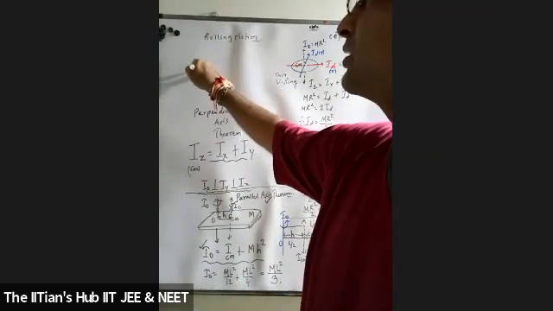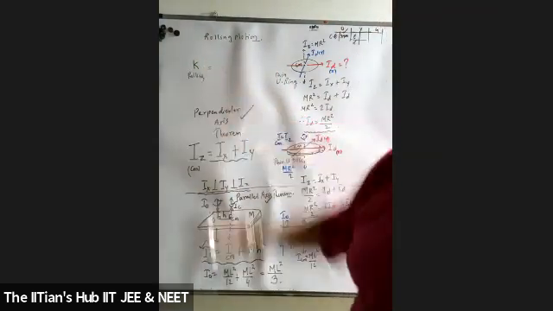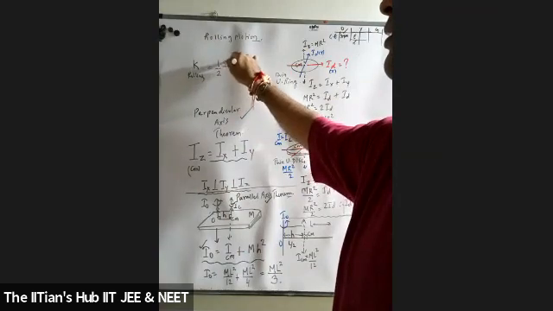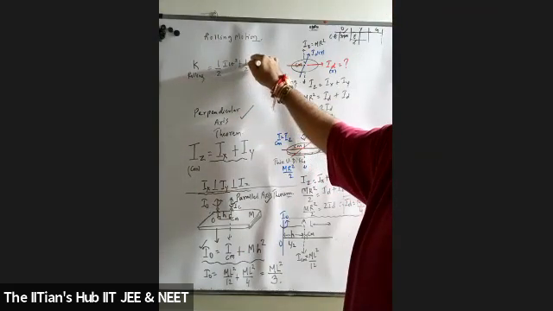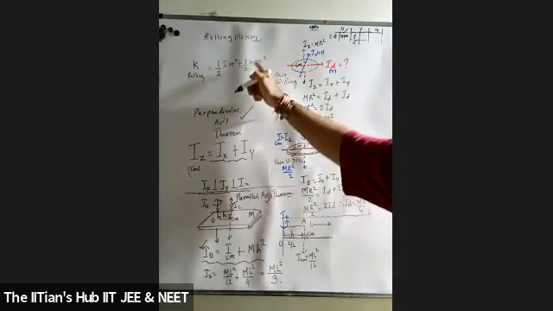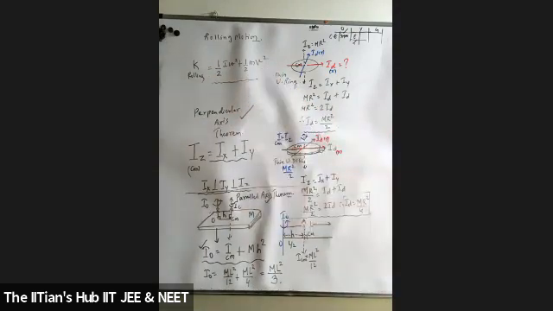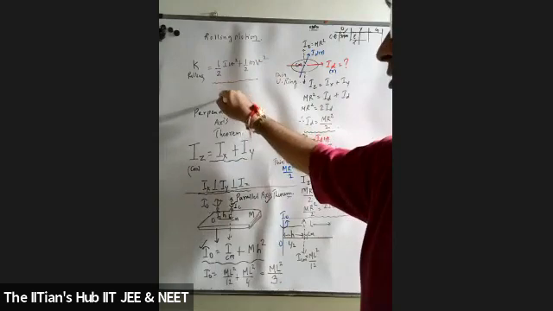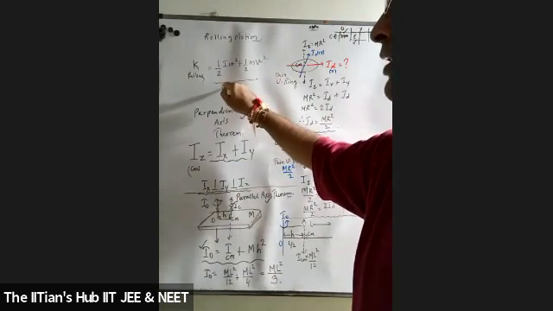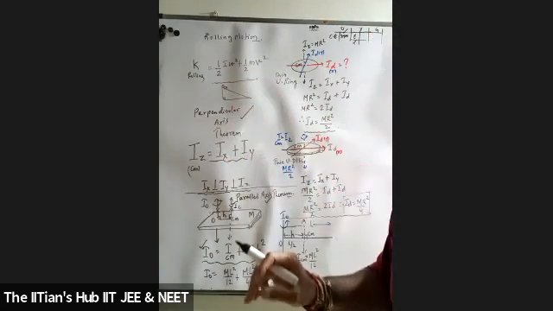If I ask what is kinetic energy of rolling, the formula is kinetic energy rotational plus kinetic energy translational. What is the formula for rotational kinetic energy? Half I omega square. What is the formula for translational? Half mv square. Keep this in mind. Suppose I take an inclined plane and release some object here, and there is friction and the body is spherical, so what will happen?